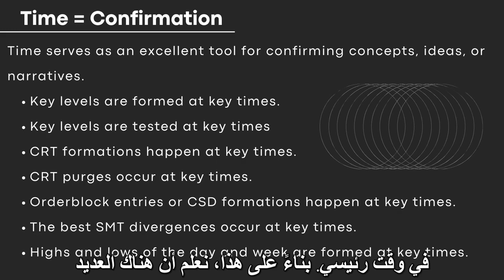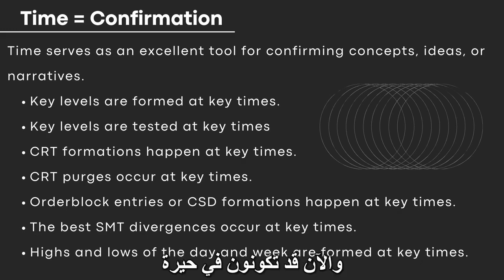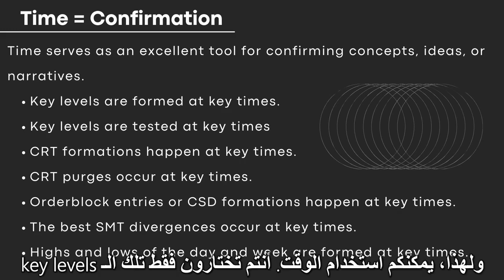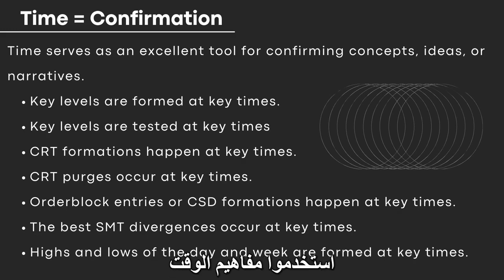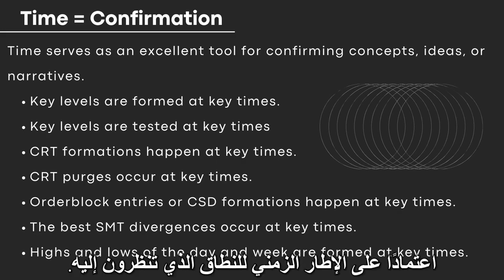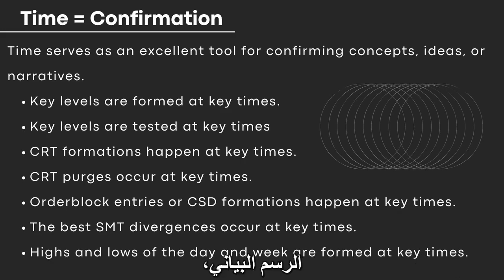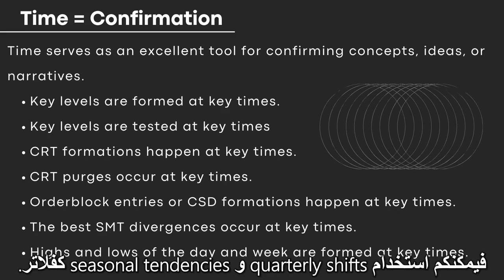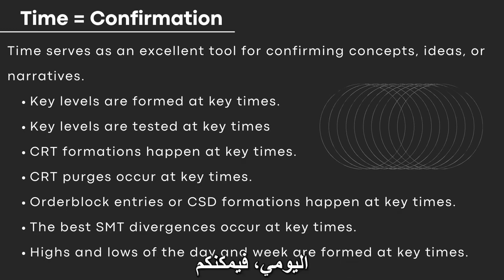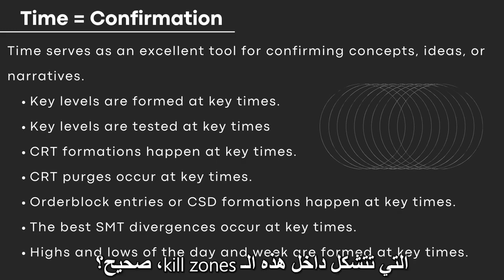So based on this, we know that there are multiple key levels, right? And now you might be confused as to which one to actually choose and which one to select. And for that, you can use time. You only select those key levels that are formed at key times, right? Use the time concepts depending upon the time frame or the range that you are looking at. For example, if you are looking at the yearly range or the monthly chart, then you can use quarterly shifts and seasonal tendencies as filters. Or if you are looking at the daily range, then you can use kill zones and other key times and only select the key levels that are formed within these kill zones, right?